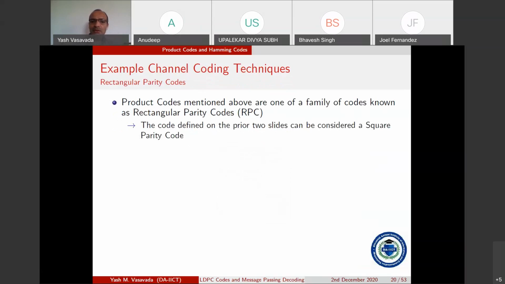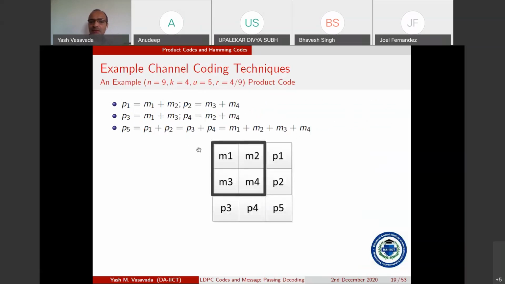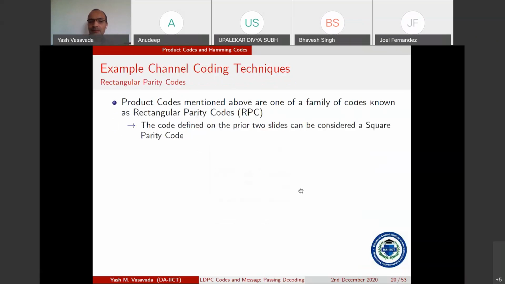These product codes don't have to be square, they can be rectangular codes also. And for the rectangular codes, it could be that you have, let us say, 6 message bits and you turn them into a rectangle, M1, M2, M3, M4, M5, M6. The idea remains the same. Then you will encode each row and each column using an SPC code.